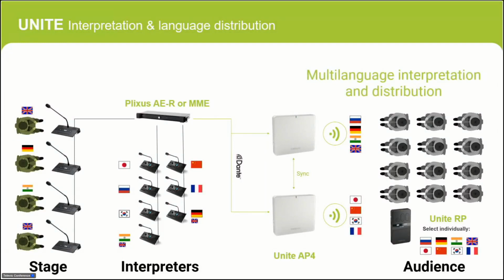Okay, so we talk now about language distribution. Can we integrate all this language distribution setup within our Televic Plexus system? Yes, it's really easy. You just need to connect the audio output channels with Dante to the Dante input of 2 AP4s. Now you can broadcast 8 audio channels to a large audience.